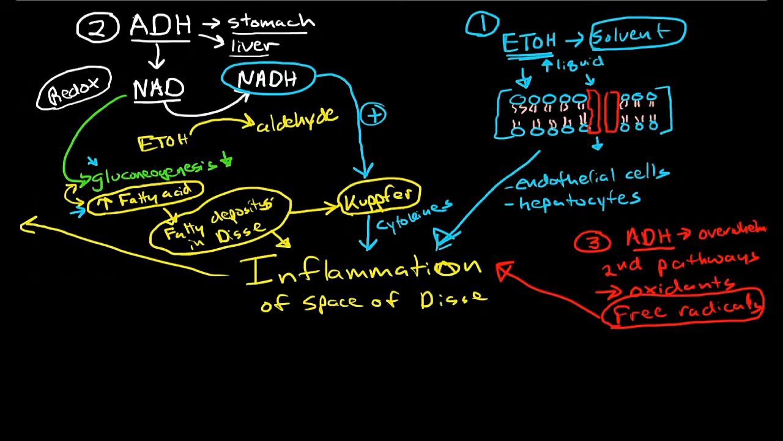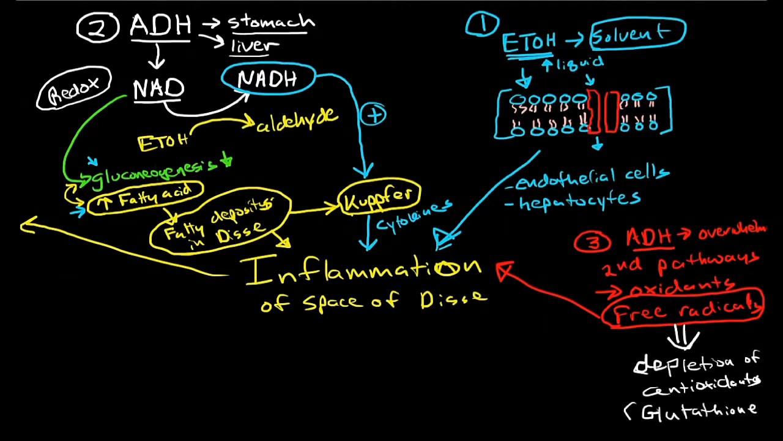the liver is trying to counteract these free radicals, so it actually causes depletion of antioxidants. Chief among them, the major antioxidant in the liver, is glutathione. And I'd almost consider this a fourth one, depletion of antioxidants.